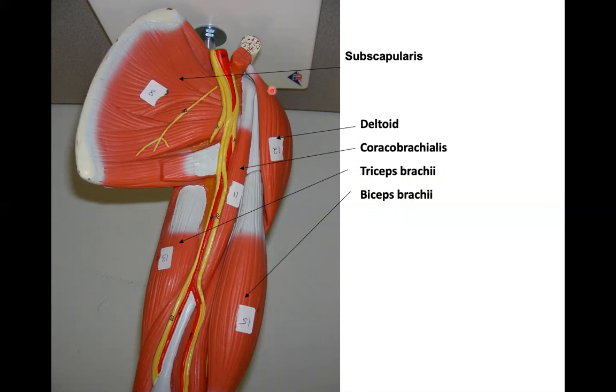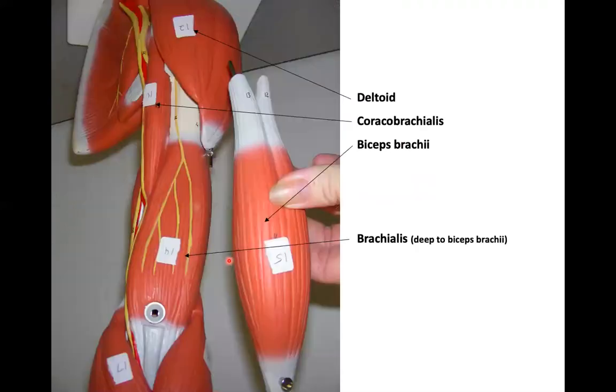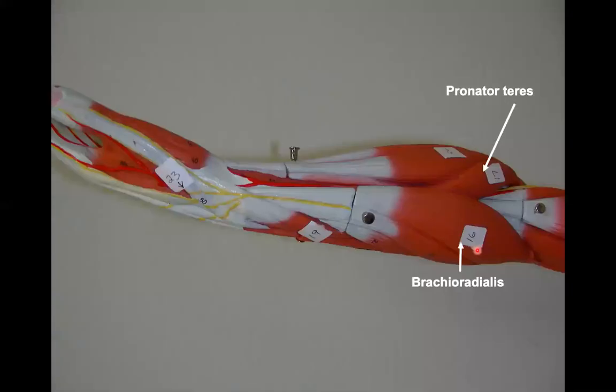Sitting between these two, you have this muscle right here in the medial aspect of the arm called the coracobrachialis. And again, we already identified the deltoid. Now, if I go ahead and remove the biceps brachii, which is what you're seeing right here, there is a muscle underneath that, and you can actually see the humerus now right here poking out. This muscle is called the brachialis. And again, note that it is deep to the biceps brachii.